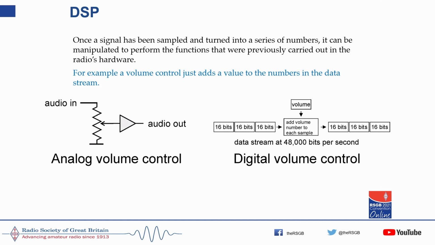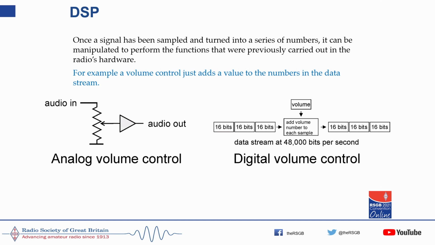Here's an analog volume control. You've got audio coming in, you've got a pot, and you've got audio coming out. This is a digital volume control over on the right. You've got a data stream of 16 bits at about 48,000 samples per second, because that's a standard audio stream. And you have a number up here which you've assigned with software to be volume, and it might be 1 if the volume's low.